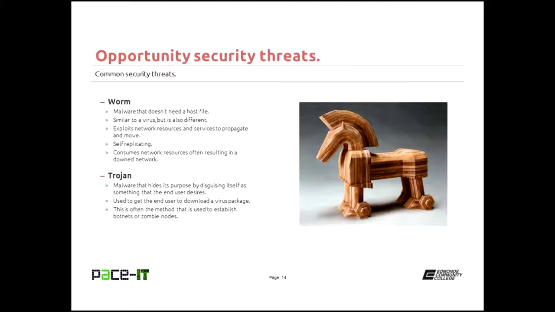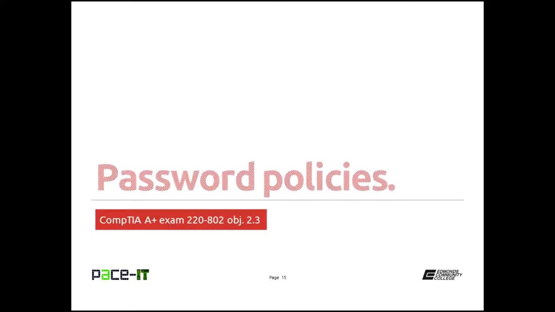This is one of the ways that botnets are created. They get people to download the Trojan, and it installs a rootkit, which then makes that PC join a botnet, and now you're a zombie node, and you won't even know it, not unless you're keeping careful track of your computer all the time. Now, these are the basic common security threats that CompTIA would like you to be aware of in Objective 2.2 of the 220-802 exam.